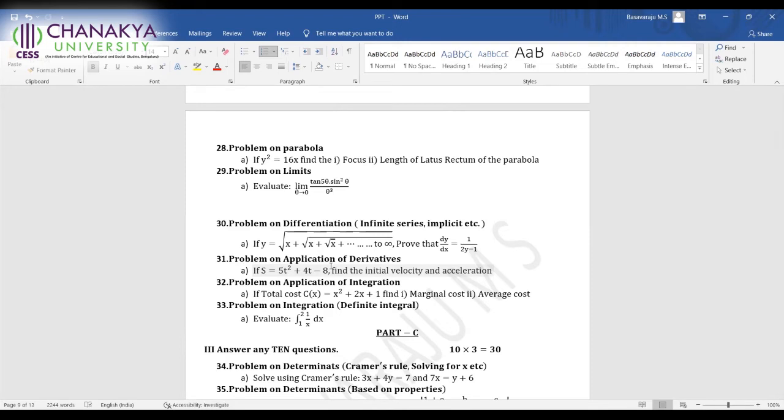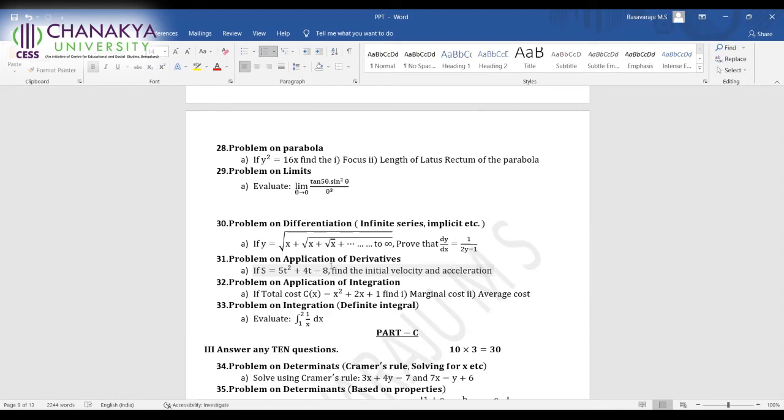Then the 32nd one is from application of integrations. So they will give a total cost to you. You should find out marginal cost and average cost. So what is the meaning of a marginal cost? Sorry, whenever they give the total cost to you and ask us to find out the marginal cost, please do the derivative part of that.